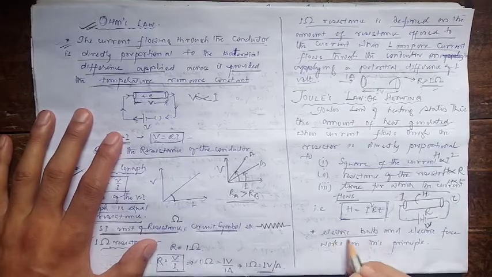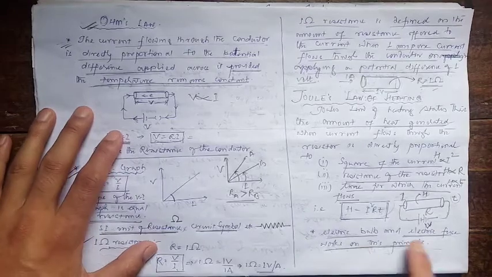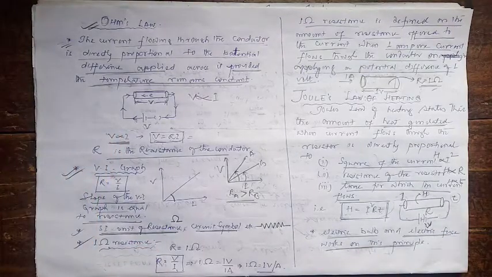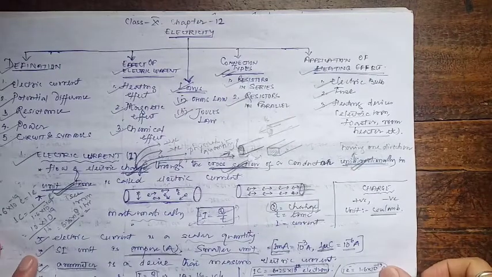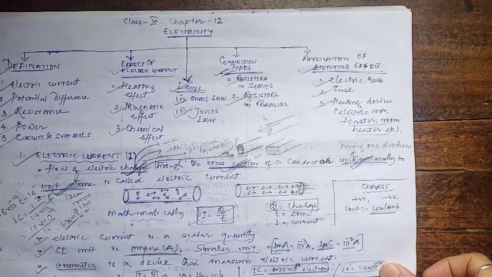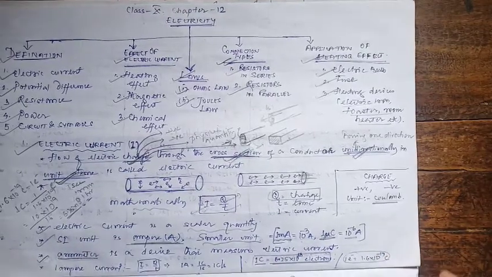These are some of the devices which work on this heating effect of electric current. Electric bulb and electric fuse are two important devices which work on this principle. That's Joule's law of heating effect. Okay, students, with these two laws, we end today's lecture. In the next lecture we will discuss the connection types, that is resistors in series and resistors in parallel, and we'll discuss some numerical problems based on the types of connections. So for today, that's all.